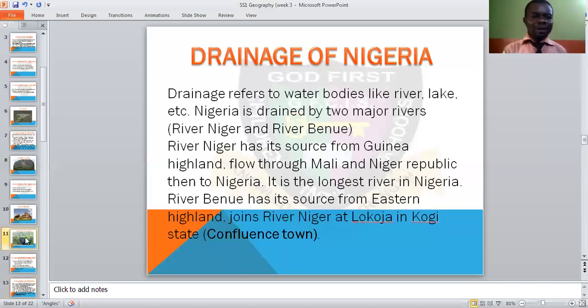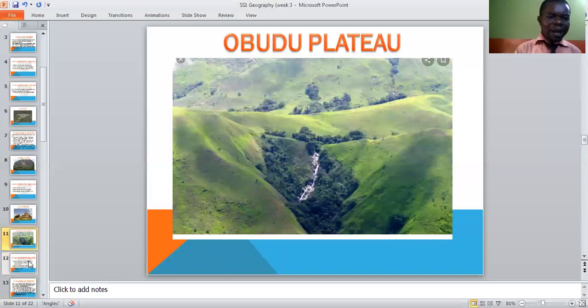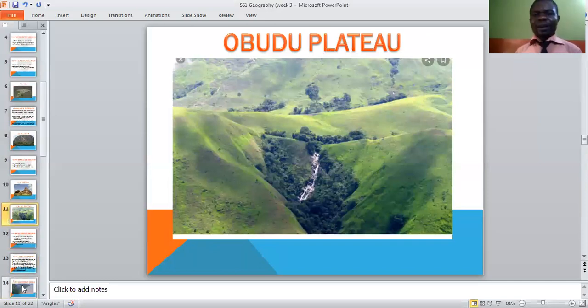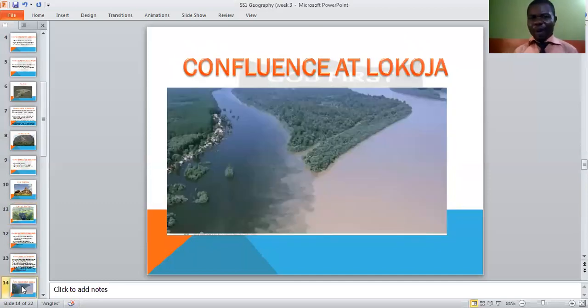You take this Obudu Plateau, you take a look at, we're talking about confluence of river. You look at the confluence at Lokoja here. This is River Niger flowing from this side, River Benue flowing from its own. They both met here. This is their meeting point. That's why Lokoja is called the Confluence Town or Confluence City.